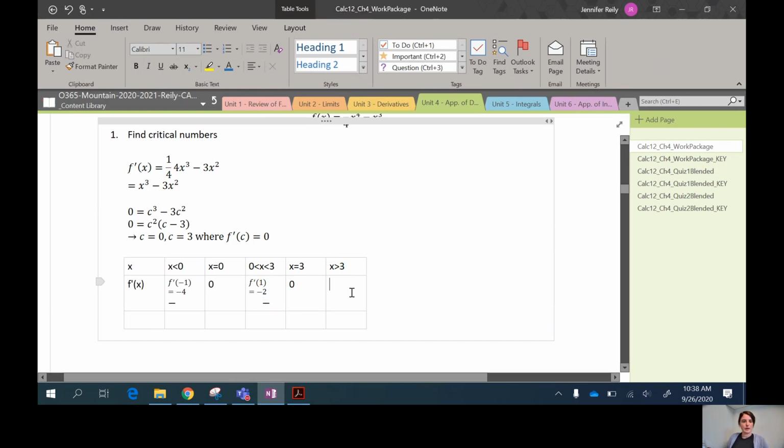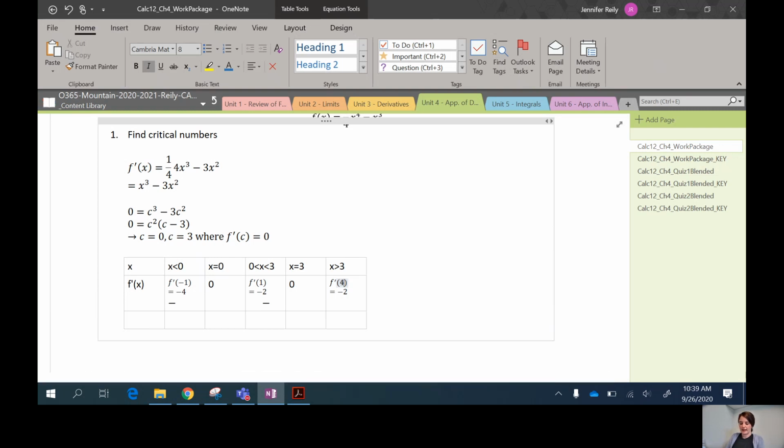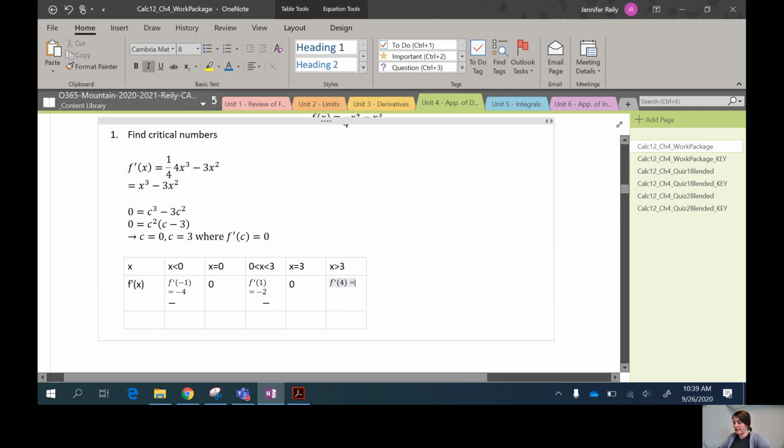There we go. And then I just need to pick one more test point greater than 3. So let's just pick 4, for example. Get 4 cubed, which is 64, minus 3 times... Okay, this is where I'm going to need my calculator, because I'm not the best at mental math. Minus 3 times 16. So I get 16. So that's a positive number. That means since the derivative is positive, the graph is increasing.